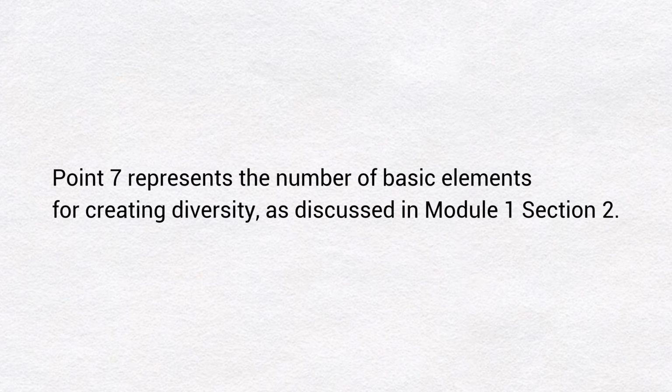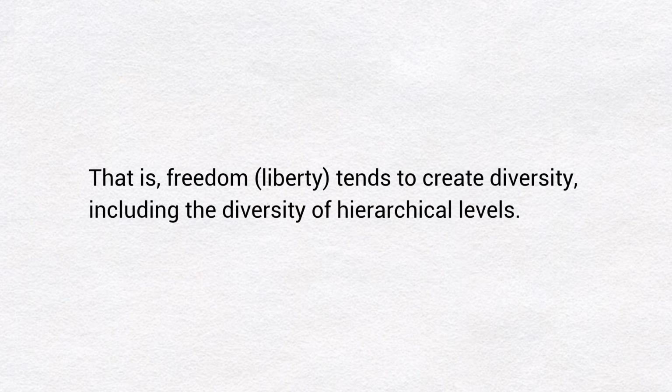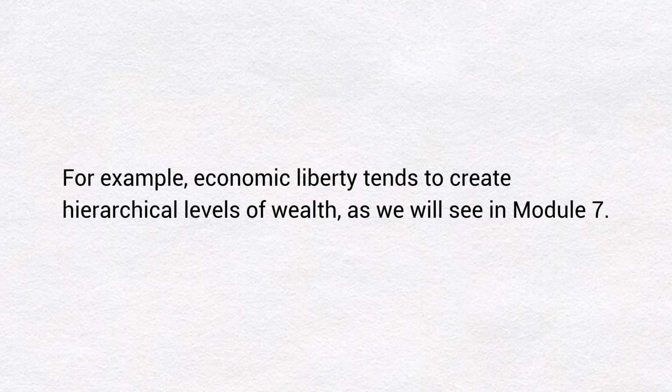Point 7 represents the number of basic elements for creating diversity, as discussed in Module 1, Section 2. That is, freedom, or liberty, tends to create diversity, including the diversity of hierarchical levels. For example, economic liberty tends to create hierarchical levels of wealth, as we will see in Module 7.